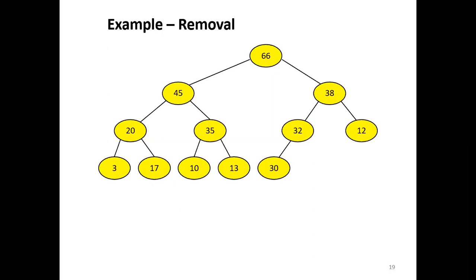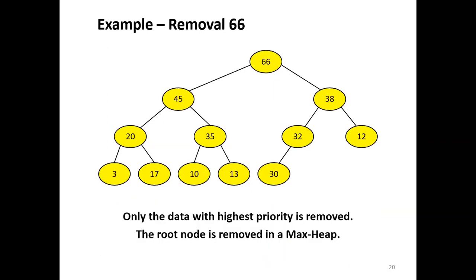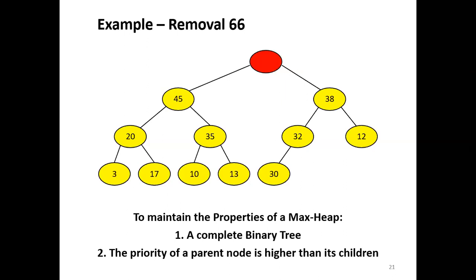So if it is the min heap, then the minimum element will be the one at the top. But in this case, where we have the max heap, the element to be removed is the one with the highest priority, and 66 is the element with the highest priority. So what do we need to do at this point? We need to remove 66. And when we remove 66, we are now left with some complications.